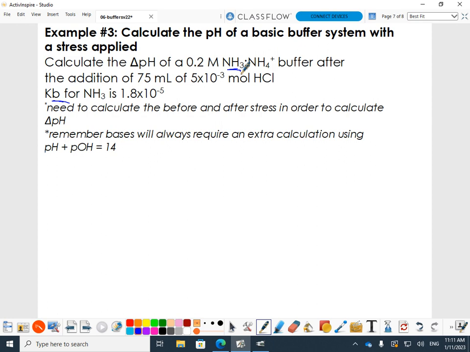So this question, it just says to do the change in pH. So we need to do the before and the after. And then whenever you have a base, again, just like yesterday, you're always going to have an extra calculation, okay? Because we don't deal with a pOH scale. Okay, so what can we do? We can do the pKb. We can do the before pH pretty simply. And we could calculate the concentration of the stress if you wanted to, or you can wait and do that after, okay?